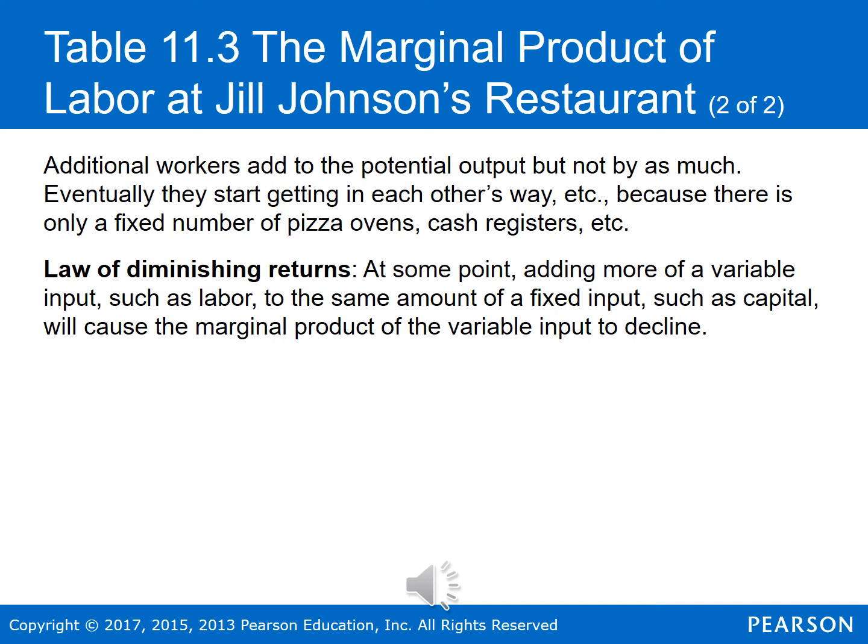This is the law of diminishing returns. At some point, adding more of a variable input, it could be labor, it could be any other variable input, to the same amount of a fixed input, so think of capital like the pizza oven, will cause the marginal product of that variable input to decline. So in this case, as we add more and more laborers with the same amount of pizza ovens, the marginal product of labor is going to decline. That's not just true for workers in the pizza industry, that's true for any firm.